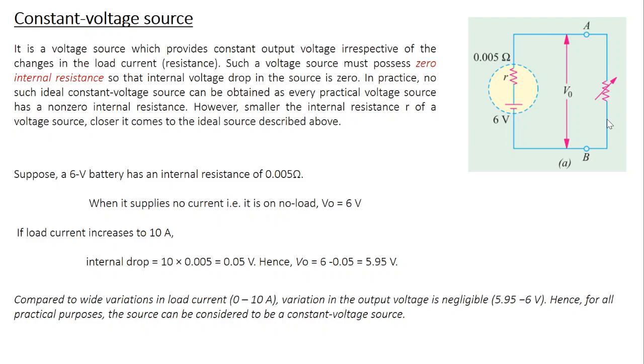So if you look at it, the current has varied hugely from 0 ampere to 10 ampere. There is a huge variation in the load current. But if you look at the output voltage, the voltage has changed only from 6 volt to 5.95 volt. So compared to the change in load current, the change in the output voltage is negligible. That's why when you have a very small internal resistance, you can approximate your voltage source as a constant voltage source.